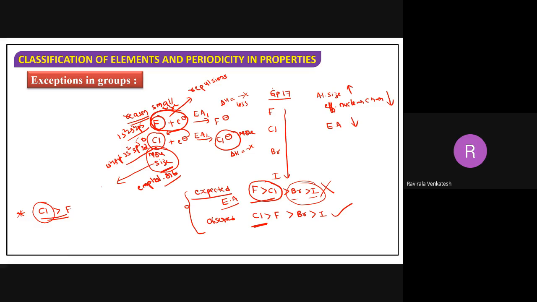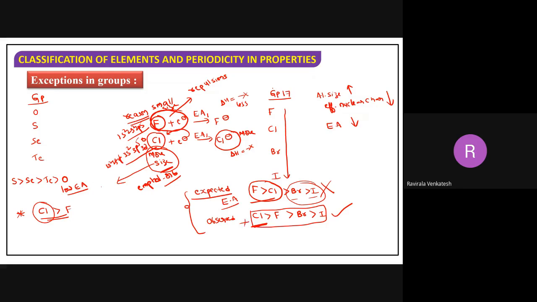Similarly, when you observe group 16, oxygen, sulfur, selenium, and tellurium, here also the same thing is happening. Sulfur is greater than selenium, selenium is greater than tellurium, and oxygen is having low electron affinity values. Low, isn't it? Because of very, very small size. This is happening like this, and sulfur is having more.